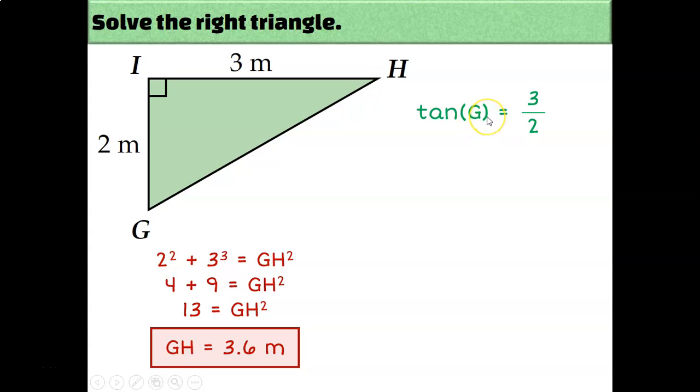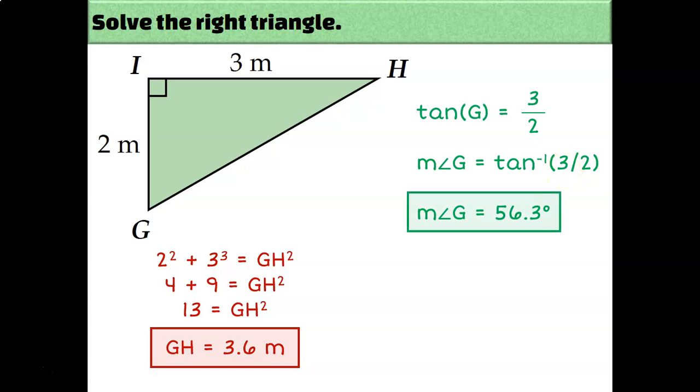So I'll say that the tangent of angle G is equal to opposite over adjacent, 3 over 2. To solve, I need to use inverse tangent to get rid of this tangent. Since my variable is locked inside of these parentheses, to get rid of the tangent, I need to use inverse tangent. So I find out that the measure of angle G is equal to the inverse tangent of 3/2. And your calculator will tell you that that answer is about 56.3 degrees.